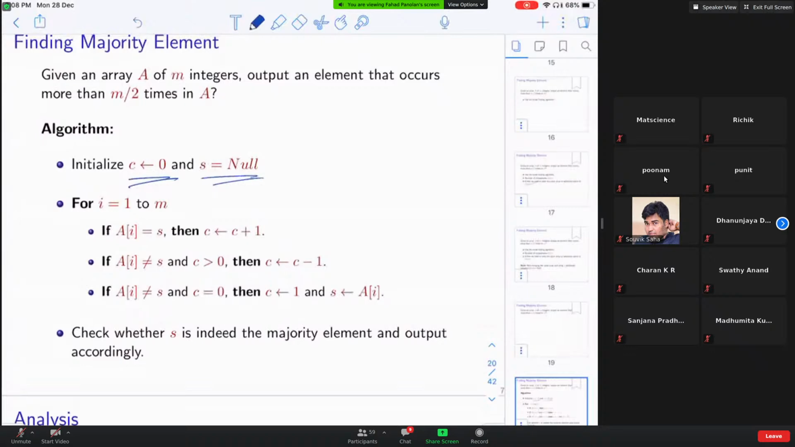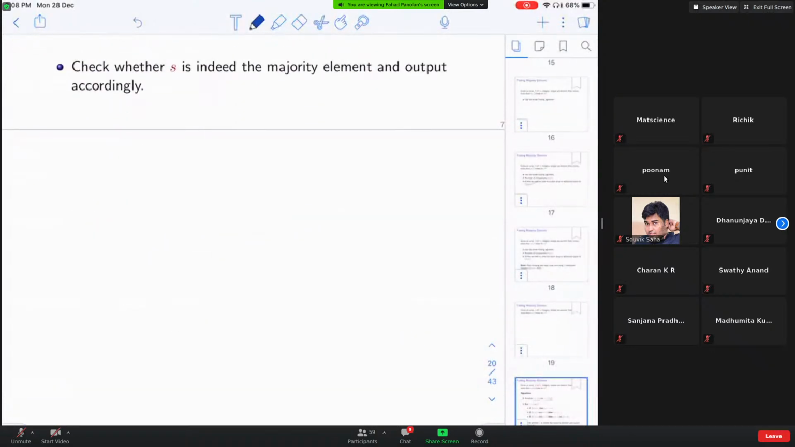Let's see an example. Then things will be clear. Suppose we have 2, 2, 1, 1, 3, 4, 3, 3. Which is the majority in this one? There is no majority element. So maybe let me change it. Now 1, 2, 3, 4. I need one more, right? Okay. So now here the majority element is 3. So this is the input array.